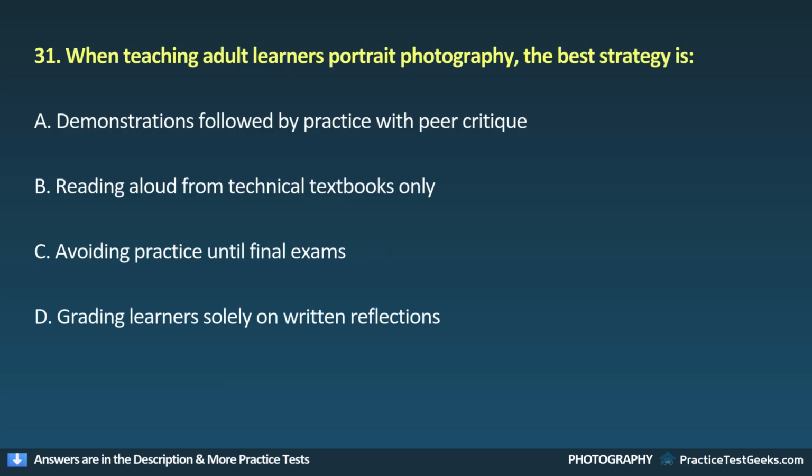31. When teaching adult learners portrait photography, the best strategy is: A. Demonstrations followed by practice with peer critique. B. Reading aloud from technical textbooks only. C. Avoiding practice until final exams. D. Grading learners solely on written reflections.